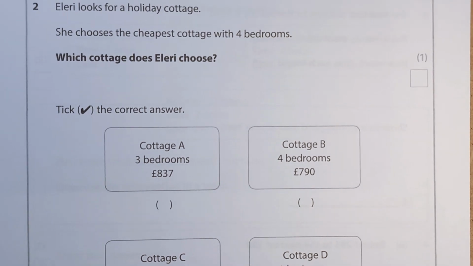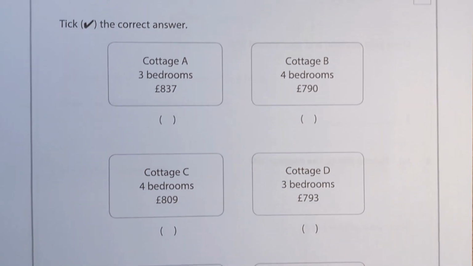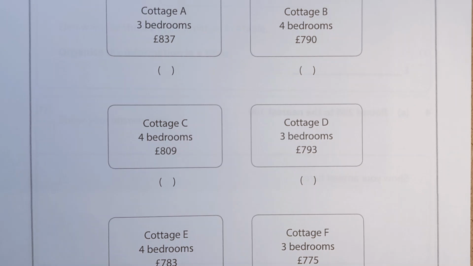Question 2. Ellery looks for a holiday cottage. She chooses the cheapest cottage with 4 bedrooms. Which cottage does Ellery choose? Right, and we've got a few to choose from down here. We've got 6 of them altogether. Well, we needed the cheapest cottage with 4 bedrooms.